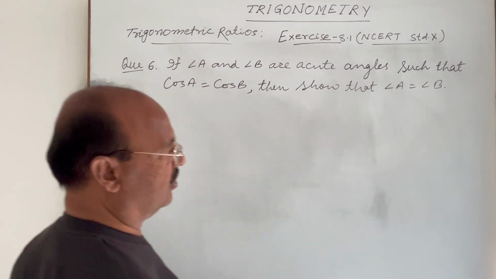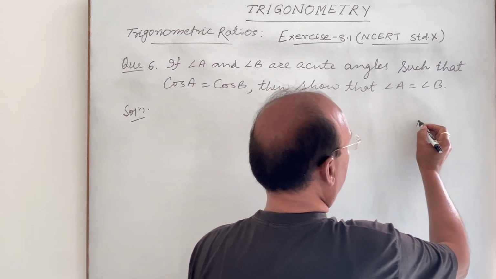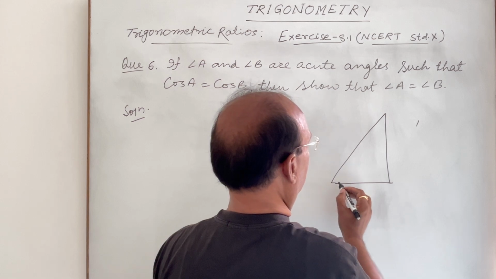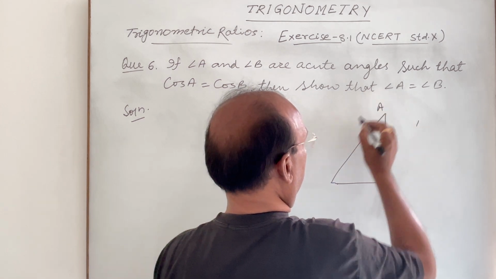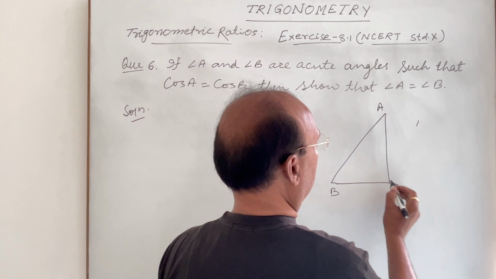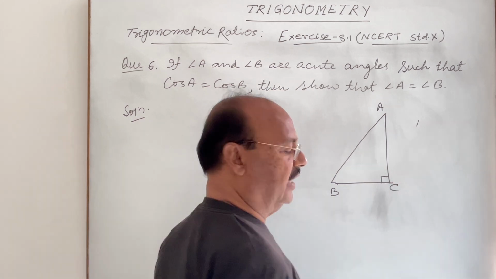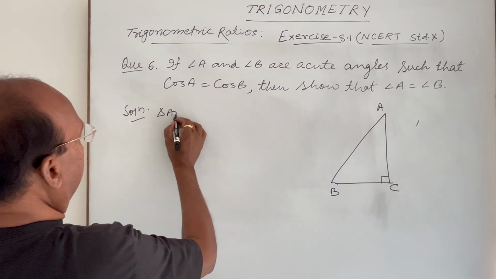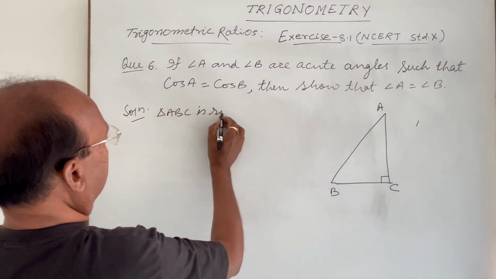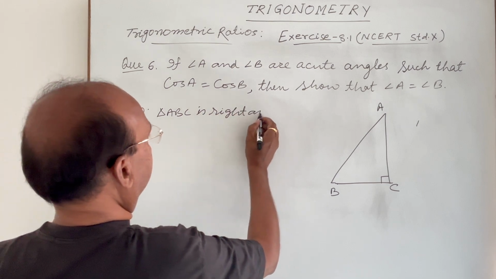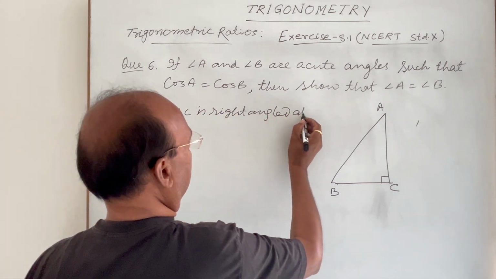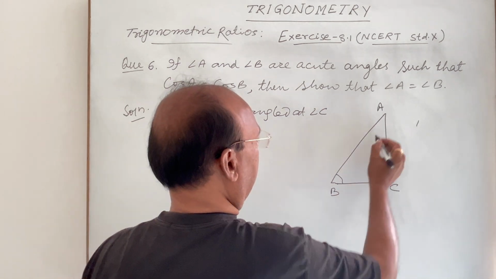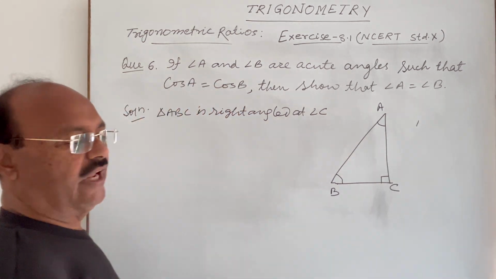First of all, let us draw a right angle triangle. Then it will be very clear. Suppose this is angle A, this is angle B, and this is angle C, with the right angle at angle C. So we can write triangle ABC is right angled at angle C. So clearly angle B and angle A are acute angles.